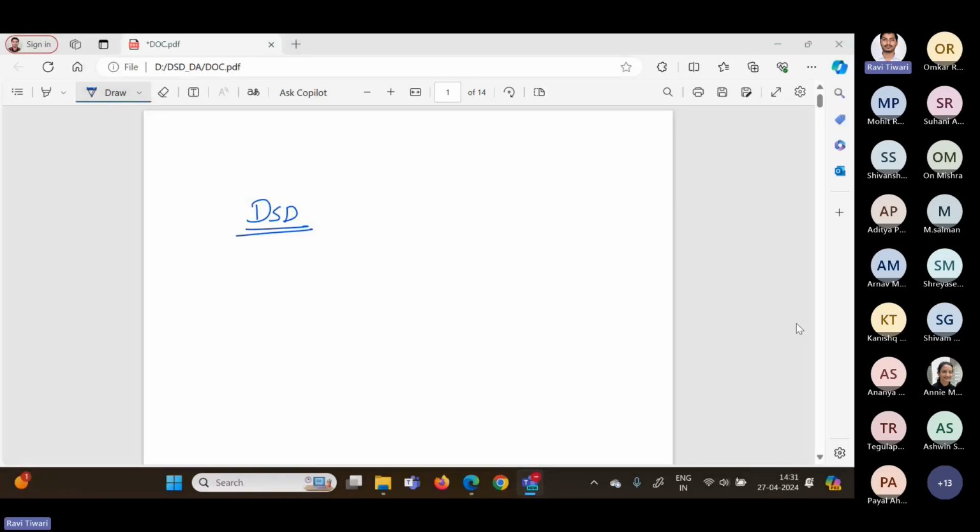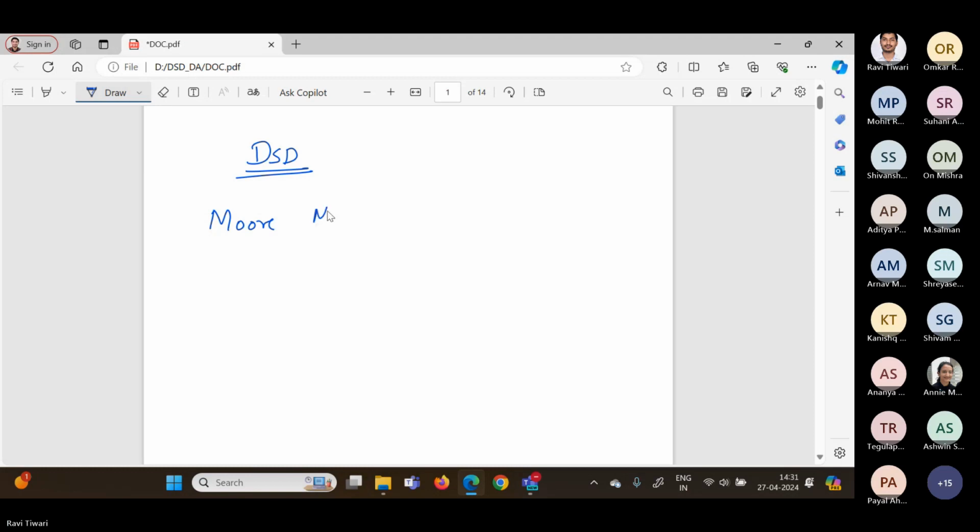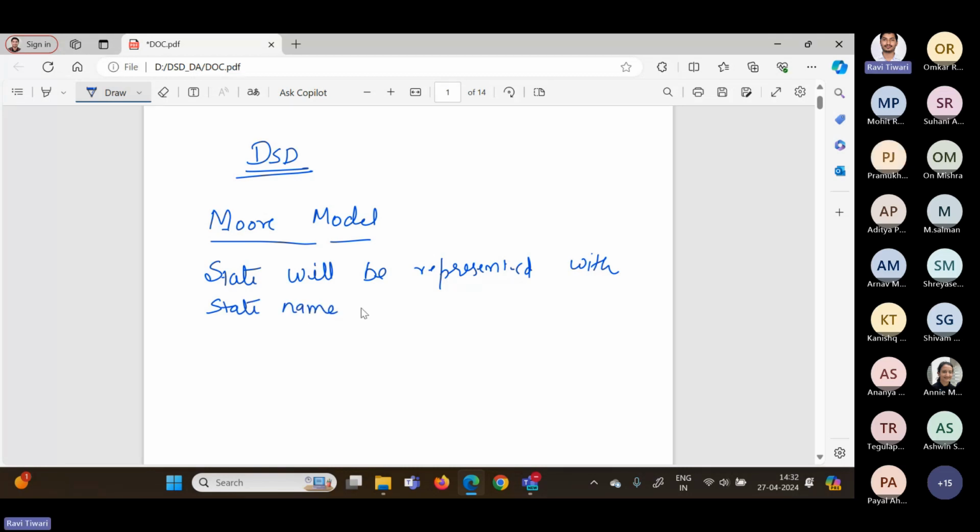And we are going to study module number 6. In module number 6, we were having the Moore model. So in the Moore model, state will be represented with state name. This is the only difference with the Mealy machine. So here we represent with the output.